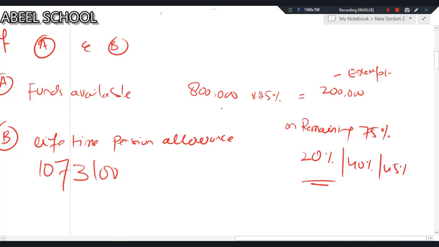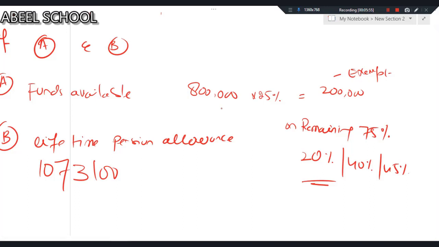This means the remaining 600,000, because 200,000 out of 800,000 is exempt, we are still left with 600,000. When an individual gets the remaining 600,000 in the form of pension income slowly and gradually, as and when required, then that individual will have to pay tax. It depends: in the year of getting pension income, if the individual is a basic rate taxpayer, he has to pay 20%. If he's a higher rate taxpayer, he pays 40, otherwise 45.